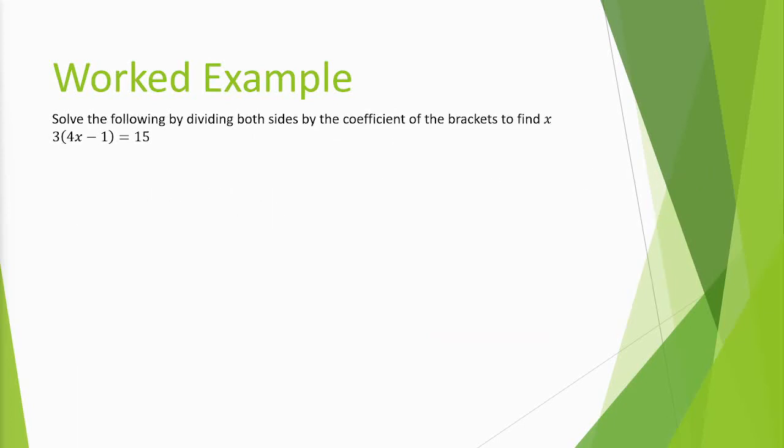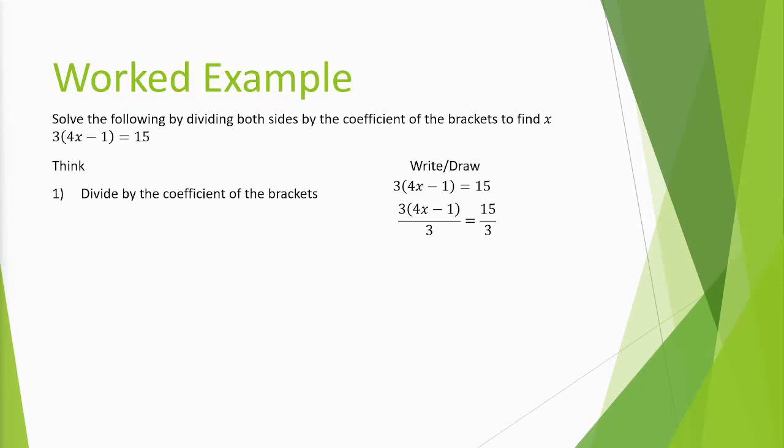Let's try another equation this time by dividing out that term or that coefficient before the brackets. So again, I've got my thinking and what I'm showing my teacher. My first step is I write down the equation and then I'm dividing by that term that's in the front. So there's that 3 at the front, and the left hand sides cancel out, and the right hand side just becomes 5 because 15 divided by 3 is 5, and that simplifies down to 4x minus 1 equals 5.